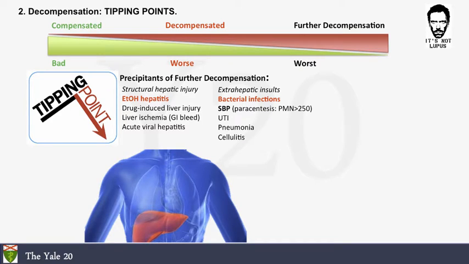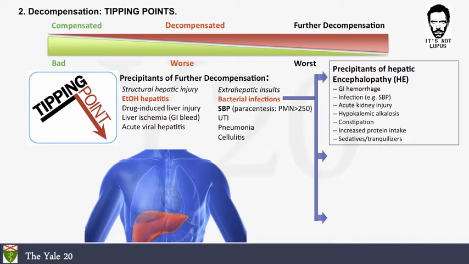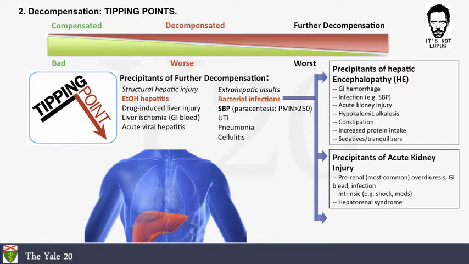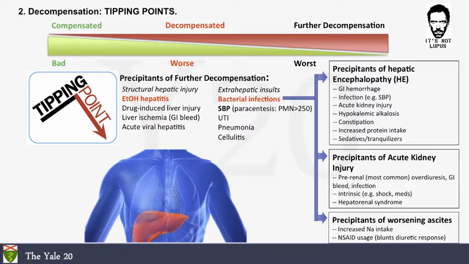So bacterial infections are number one thing. Spontaneous bacterial peritonitis can be a precipitant, but it's also decompensation. And urinary tract infections, pneumonia, cellulitis. These bacterial infections can precipitate the other decompensations as well, specifically hepatic encephalopathy, AKI, or acute kidney injury, and worsening ascites. You can look through these on your own. These are the other precipitants that you might think of.